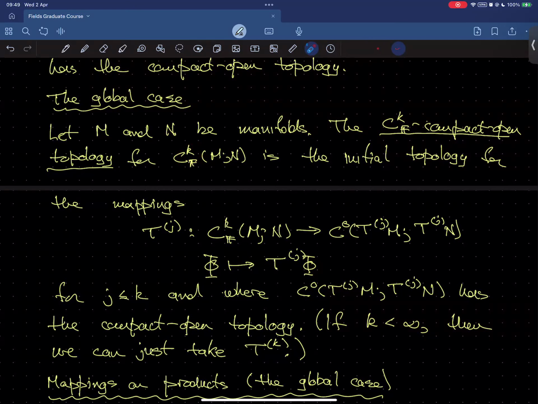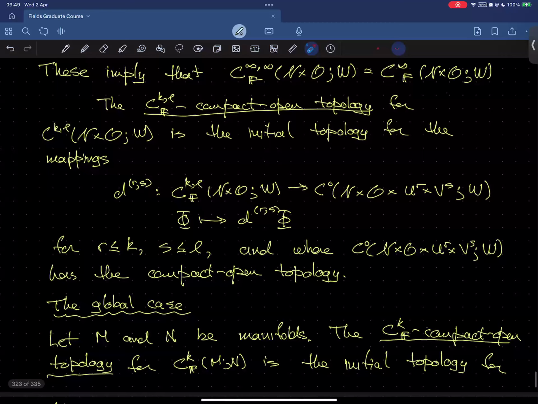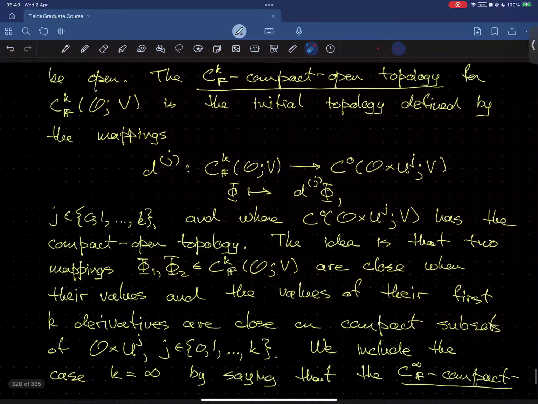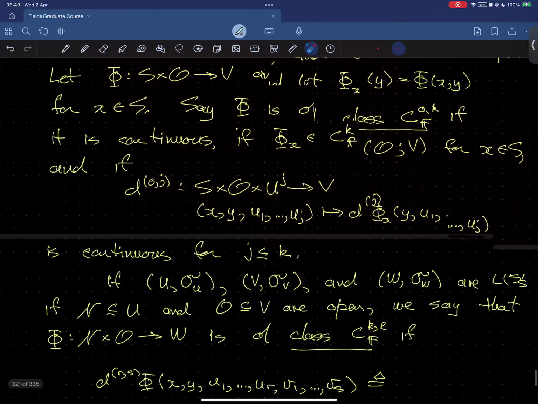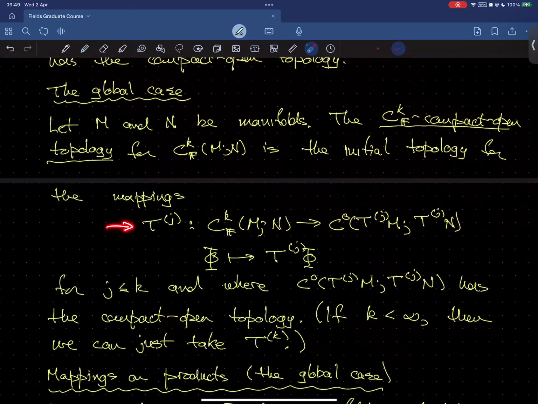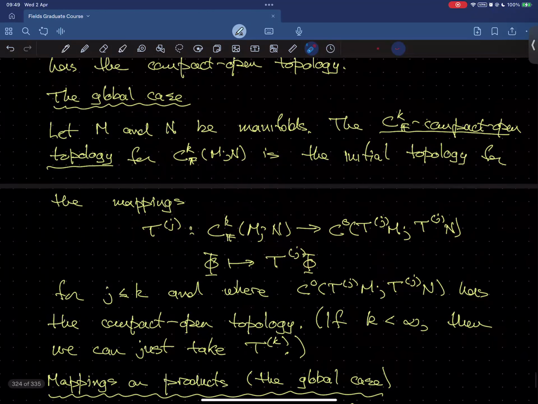Okay, so what was the CK compact open topology in the local case? Well, it was the initial topology defined by the derivative mappings. Well, it's going to be the same here, but the derivative mappings are different. Okay, the derivative mappings are these mappings TJ that we talked about at some length. So the jth order derivative mapping. Okay, that takes a CK mapping to its jth order derivative.